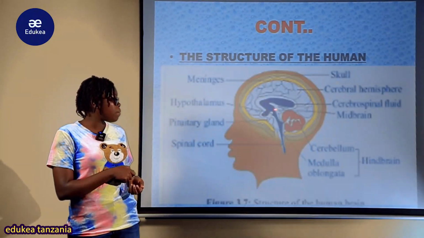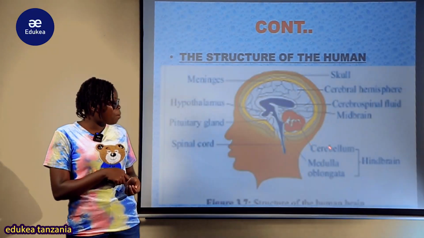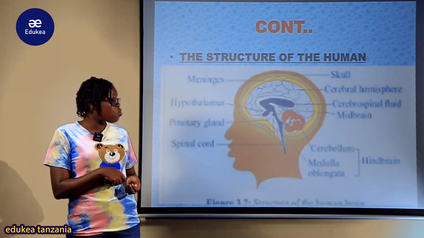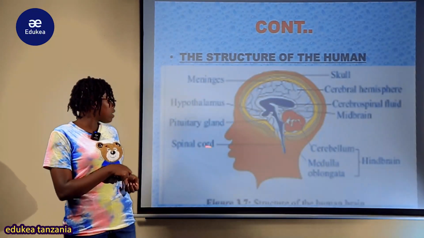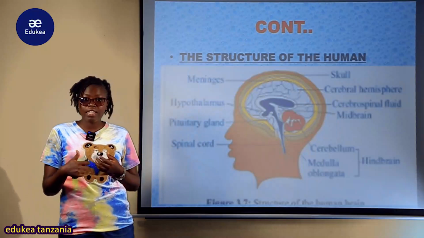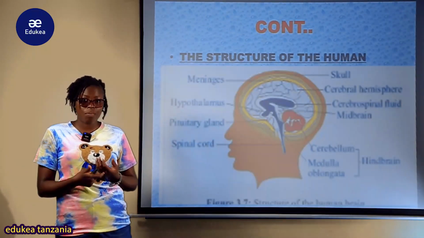Na vile vile kuna middle brain ambao ndio ubongo wa kati, kuna cerebellum ambao ni ubongo wa nyuma pamoja na medulla oblongata, zenyewe zinakuwa zina form the hindbrain. Alafu kuna hii hapa spinal cord ambayo inasaidia katika conduction pathway ya nerve impulses kwenda katika brain for the interpretation.